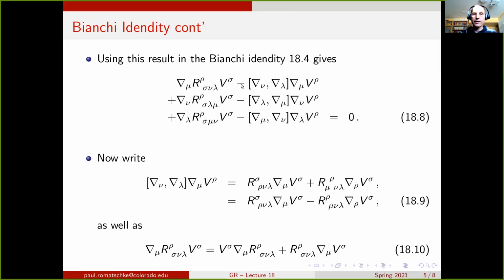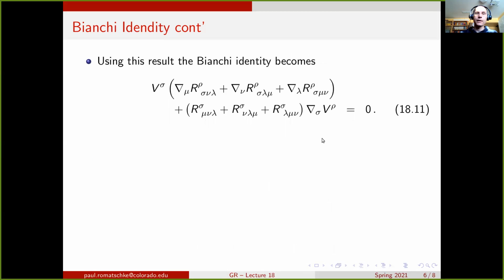So we replace this by a term that is the derivative of the R tensor and a term that is R times the derivative of the vector. And we have 3 copies of these with different index locations, so that if we sum all of these up, our Bianchi identity becomes the following equation. It is one where we have the vector and 3 derivatives of the R tensor, plus 3 versions of the R tensor acting on the derivative of the vector itself.